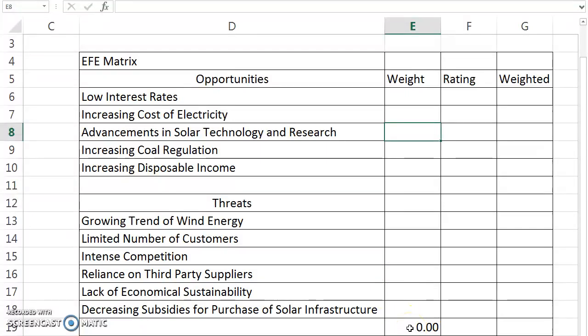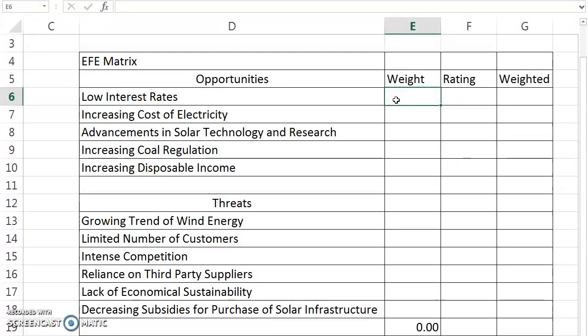The first few times you go through, you're not going to come up with 1.0. You're going to have to get a start and then kind of do some tweaking or fine-tuning to get it so that it does equal 1.0. The point you need to remember is factors that are more important to realizing success are going to be weighted higher than those that are less important to realizing success.